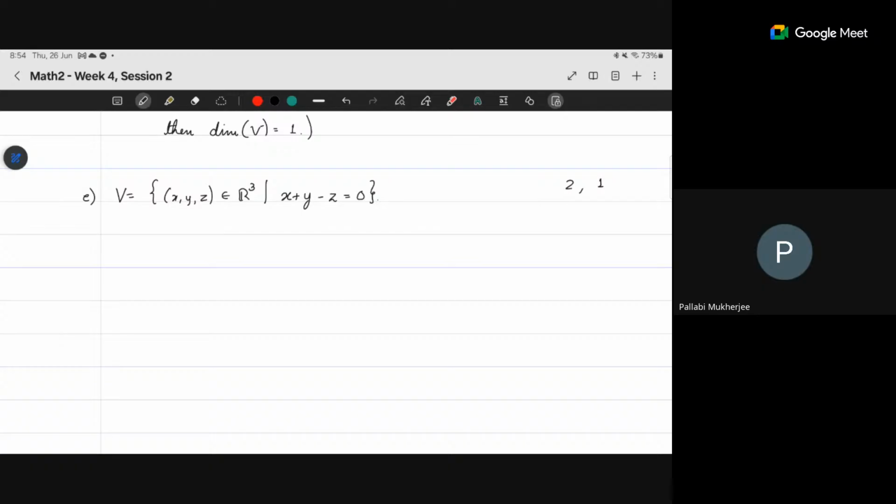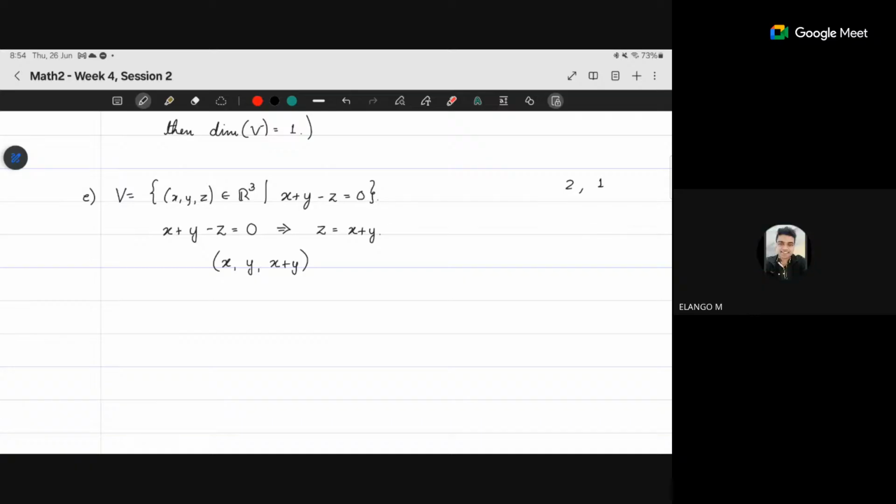You can do the addition method that we had discussed in the last session, but here you observe that x plus y minus z is equal to 0. This has to be satisfied by all elements. So I can write z is equal to x plus y. This has to be satisfied by every element in the set. So a typical element would look like x, y, x plus y. Is that okay?